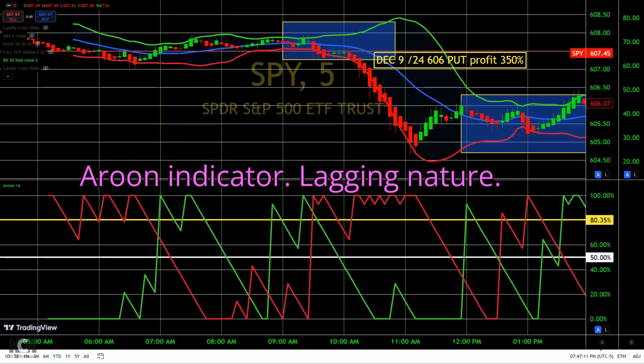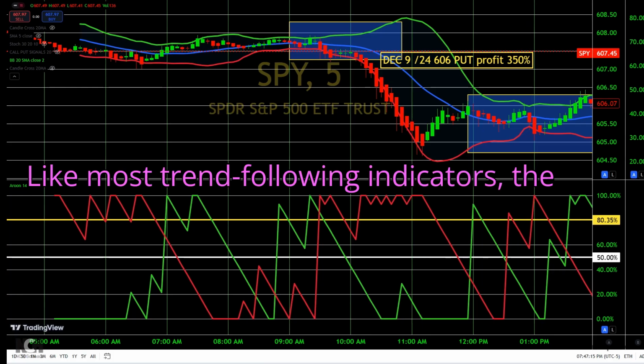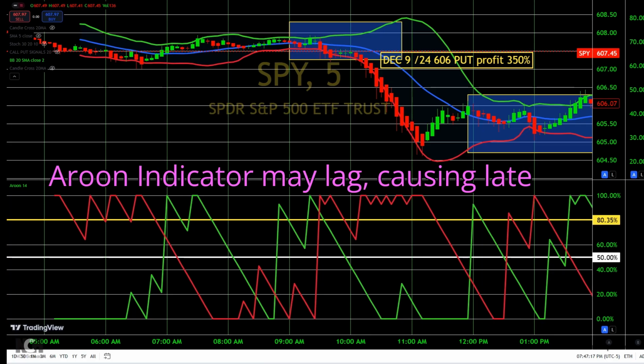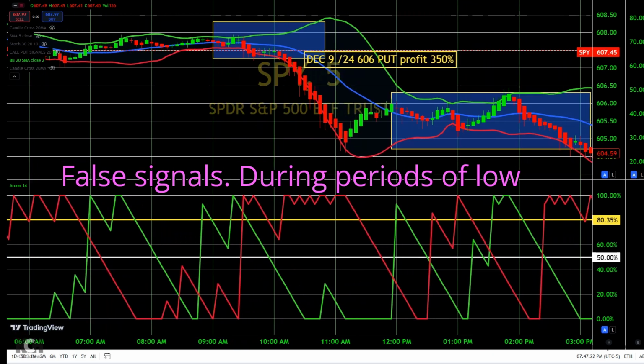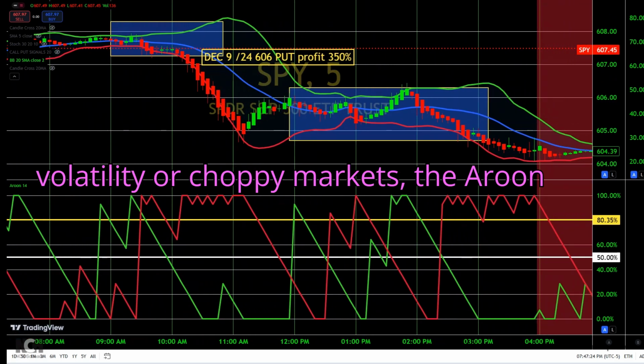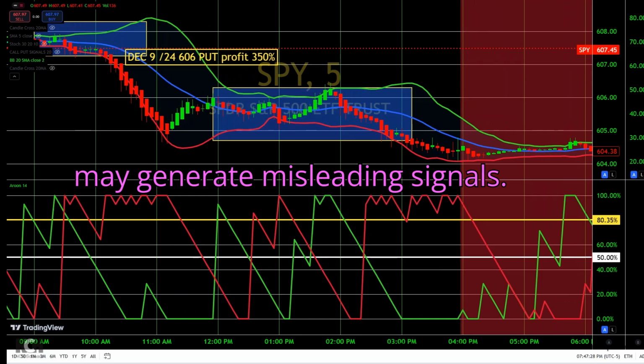Limitations of the Aroon indicator. Lagging nature. Like most trend-following indicators, the Aroon indicator may lag, causing late signals in rapidly changing markets. False signals. During periods of low volatility or choppy markets, the Aroon may generate misleading signals.